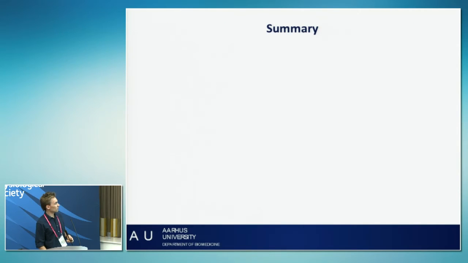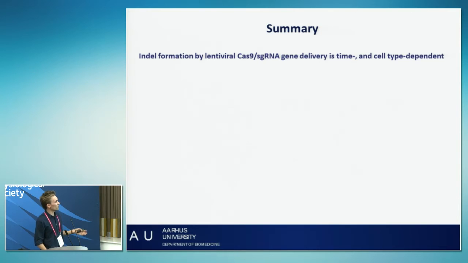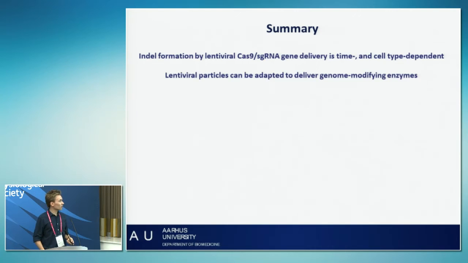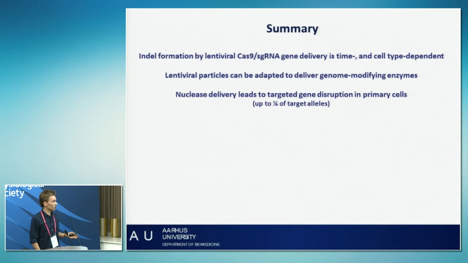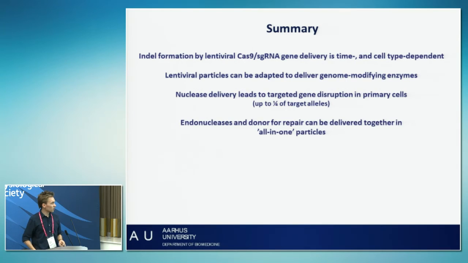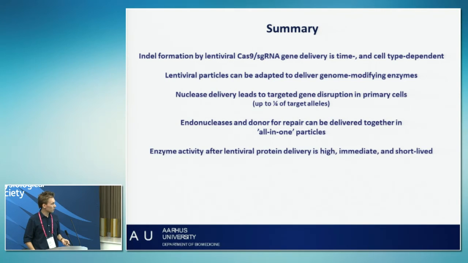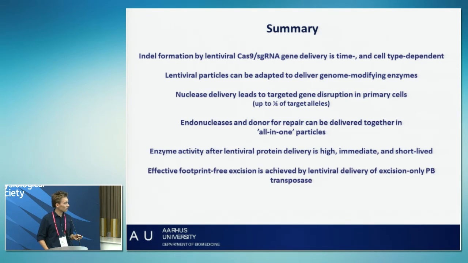So I think a bit short, but in summary, the indel formation by lentiviral Cas9 shortcut and gene delivery is time and cell type dependent. Lentiviral particles can be adapted to deliver genome modifying enzymes. Nuclease delivery leads to targeted gene disruption in primary cells in up to 1/4 of the targeted alleles. You also see that endonuclease and donor for repair can be delivered together in all-in-one particles. Enzyme activity after lentiviral protein delivery is high, immediate, and short-lived. And finally, effective footprint-free excision is achieved by lentiviral delivery of excision-only DNA piggyBac transposase.